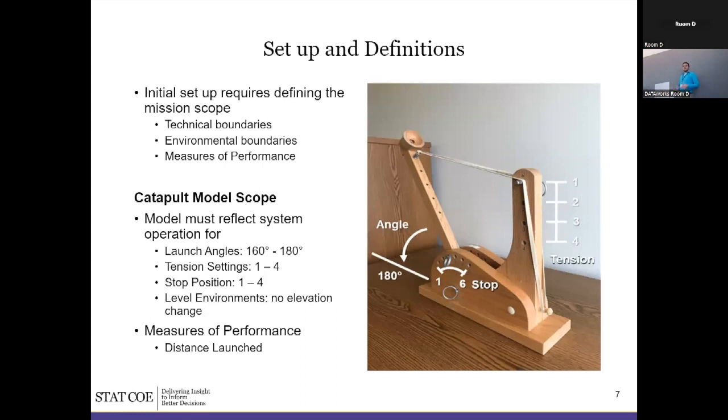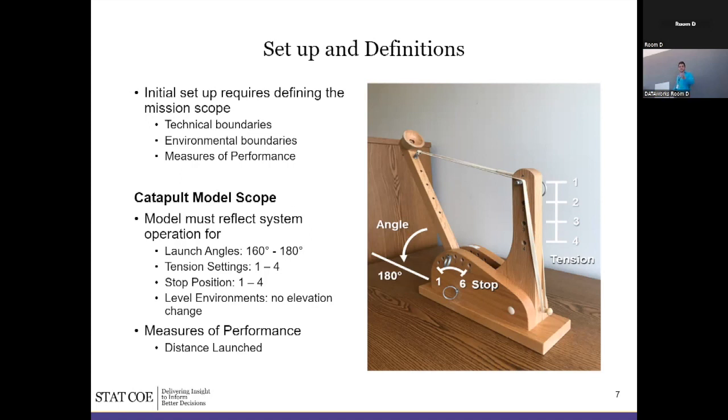Okay. So we have a model, we have a system. How do we go about assessing how well our model fits the reality of our system? Well, first we need initial setups. We've talked about scope. Initial setup largely considers your mission scope. This is where you define, where does my model need to work? Here you want to put numerical boundaries on whatever your technical boundaries are, whatever your mission scope is. Same with environmental boundaries. And then we also need to define what our measures of performance are. What is it that's defining how well this model matches reality?